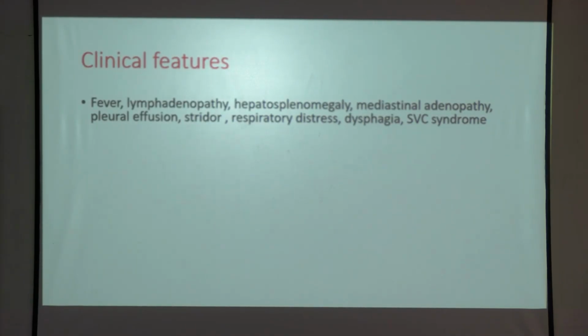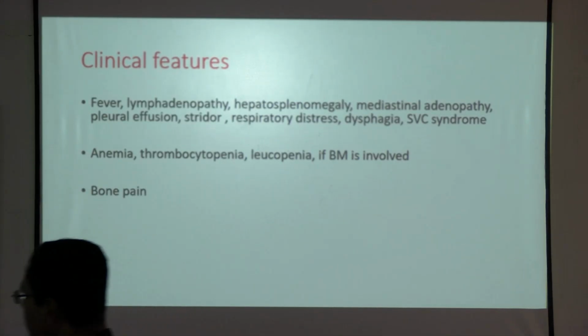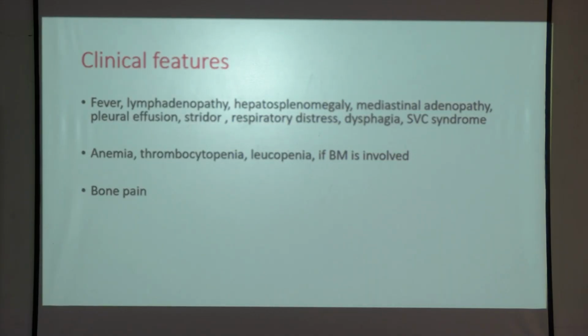These can also be seen in non-Hodgkin's lymphomas. Stridor, respiratory dysphagia, these are features of the SVC syndrome, superior vena cava syndrome. If bone marrow is involved, then the patient can have anemia, thrombocytopenia and leukopenia. There can also be bone pain, mandible swelling seen in Burkitt lymphoma. বাকিগুলো দেখা যায় না, only in Burkitt's lymphomas mandible swelling can be seen.